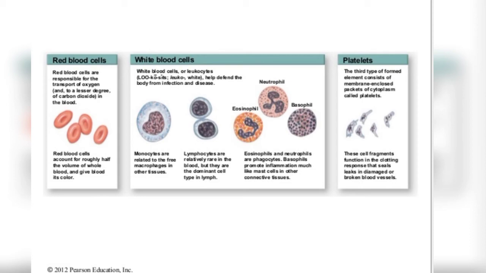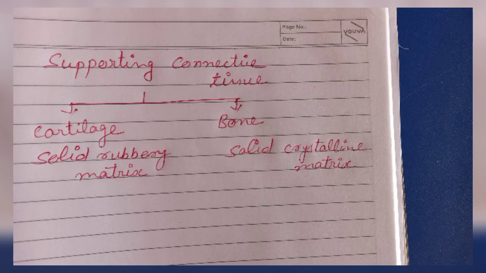Okay, now let's move further. The third type of connective tissue is supporting connective tissue. Supporting connective tissue is again divided into two subtypes, cartilage and bone. Cartilage has a solid rubbery matrix, meaning it is very elastic in nature, whereas bone has a solid crystalline matrix.